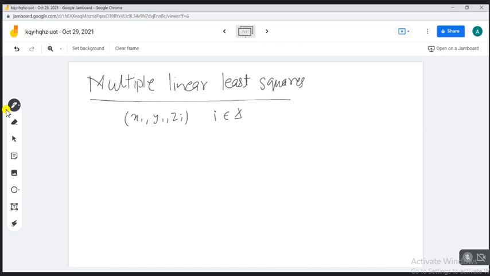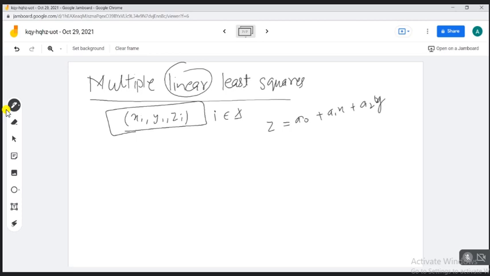Since it is linear, we are asked to find a function z equal to a0 plus a1x plus a2y. So we are asked to find a linear function z which is equal to a0 plus a1x plus a2y, and which satisfies all these points. At least if it does not satisfy them, it gives a good fit. This is all we want.